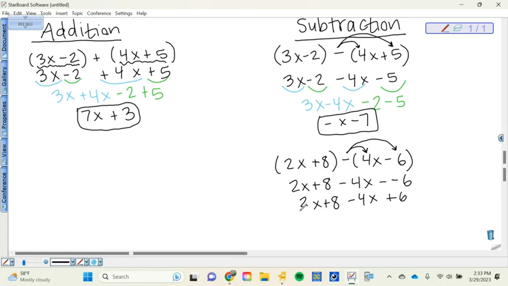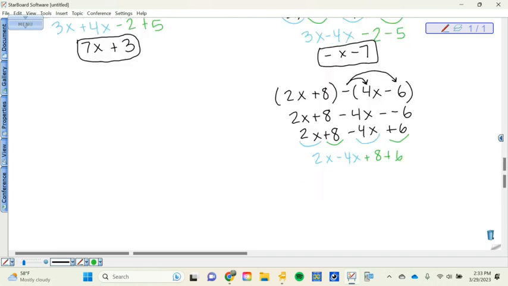Same steps. I look for my like terms, 2x, -4x, so 2x minus 4x, and I have a positive 8 and a positive 6, so plus 8 plus 6. And then I combine the like terms. So 2x minus 4x. Go ahead, negative 2x and 8 plus 6, 14.